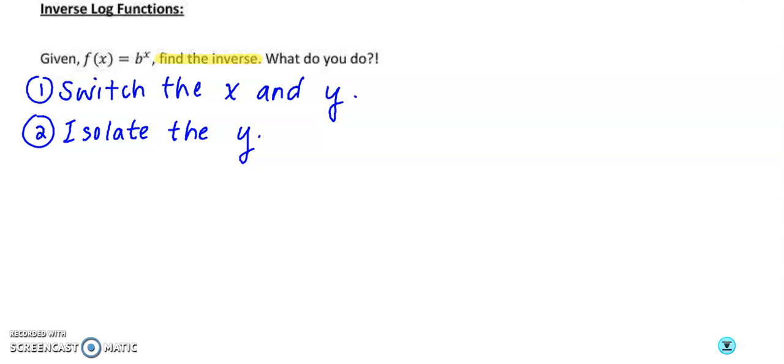All right, so let me take that function. I'll just rewrite it to the right. f of x equals b to the power of x. And we have to follow step 1. Switch the x and y. So you know that the f of x is the y in disguise. So I'm going to replace the left side with an x. And then on the right side, it's now going to be b to the power of y. All right, step 2. This could take multiple steps in some cases. In our case, it's going to take one step.